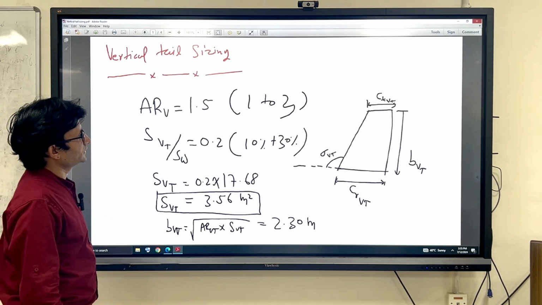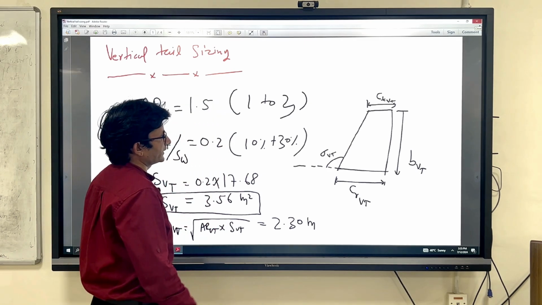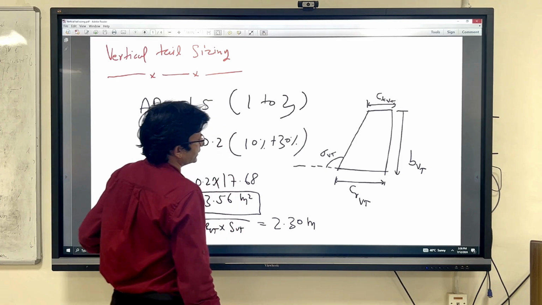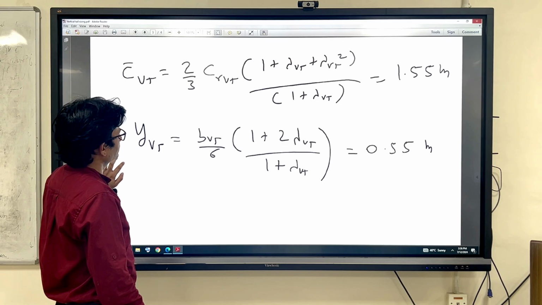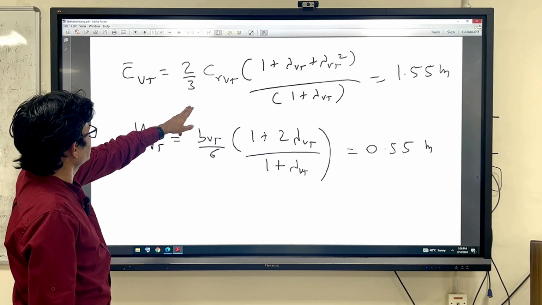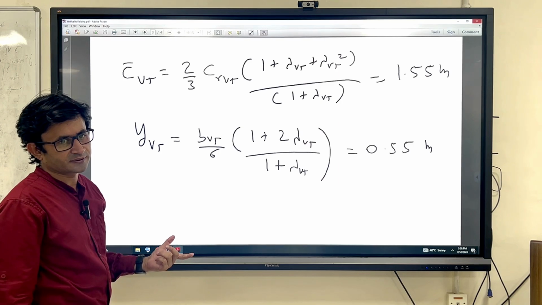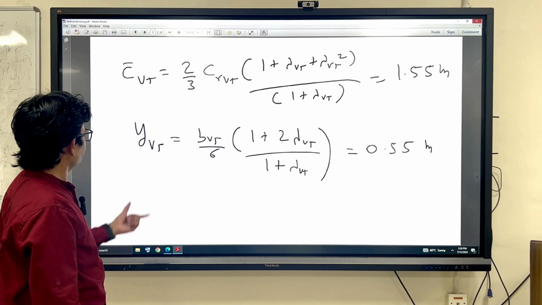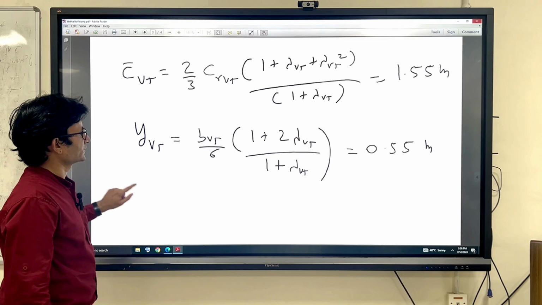So now the vertical tail will typically look like this, where you can find out this angle also using the geometry. Before that we can find out the mean aerodynamic chord, which is 2/3 C_R (1 plus lambda plus lambda squared) divided by (1 plus lambda). The general expression you can use for the vertical tail also. It is coming 1.55, and the position of the chord is around 0.55 meter using this expression. Okay.